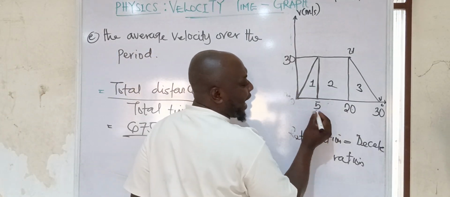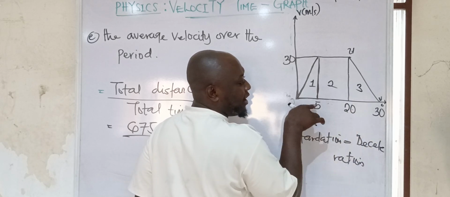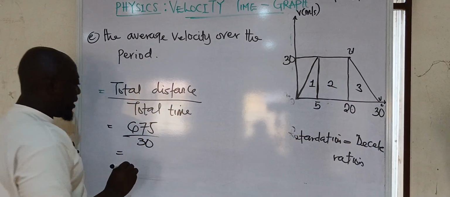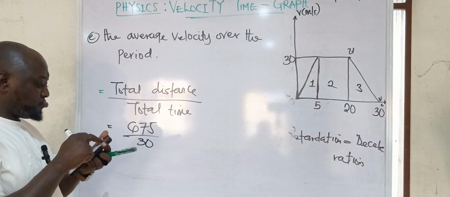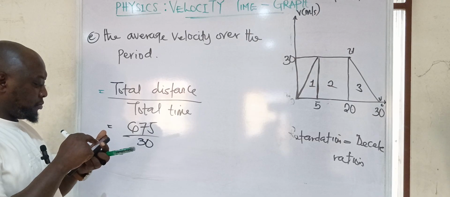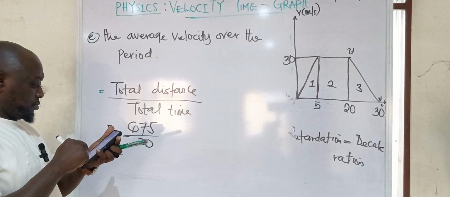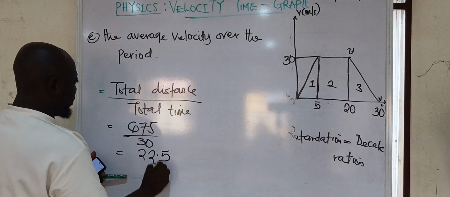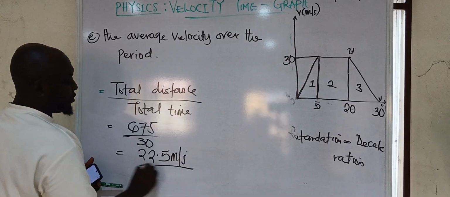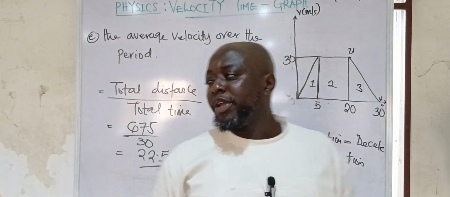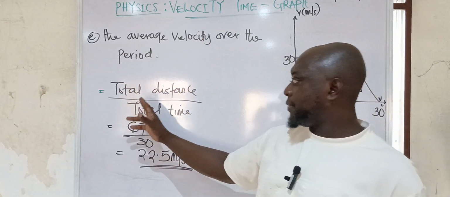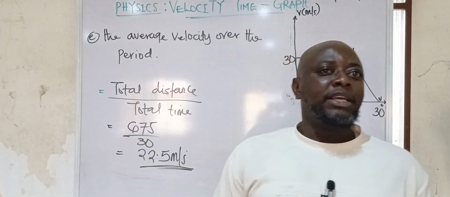What is our total time when we added this to this and then this to 10? Because 5 was added to 15 to give us this, and then 10 was added to this to give us this. So the total time here becomes 30. That will give us 22.5 meter per second. This is how this is calculated going forward. Whenever you have to calculate the average velocity over the period, this is how we do it. Distance over time in total. So thank you very much.